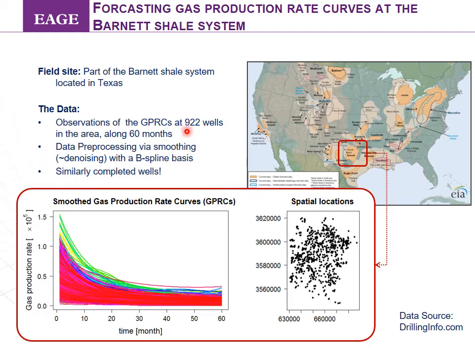And so what we need to do, we have this data from Drilling Info. This is monthly data, and so there's some noise to that. So what we do is we do some smoothing of those curves. Each curve in this case is a gas production over time. We're looking at a production of 60 months. And so we have production, say, of 60 months over a set of spatial locations. The question now is, if I would like to estimate the production at a new location, what would that be and what would be its confidence?